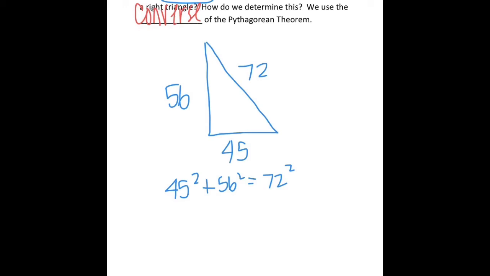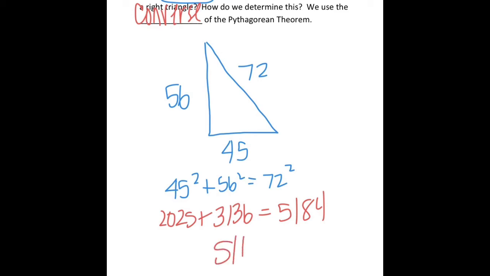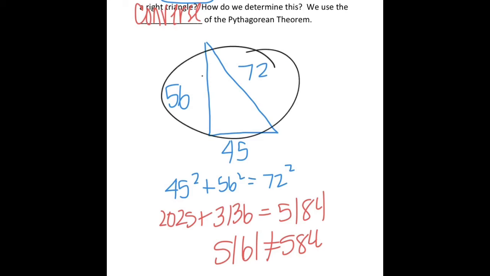So let's see, what is 45 squared? 45 squared is 2,025 plus 56 squared, which is 3,136, and 72 squared is 5,184. 2,025 plus 3,136 equals 5,161, and those are not equal. So do these measurements form a right triangle? And the answer is no.